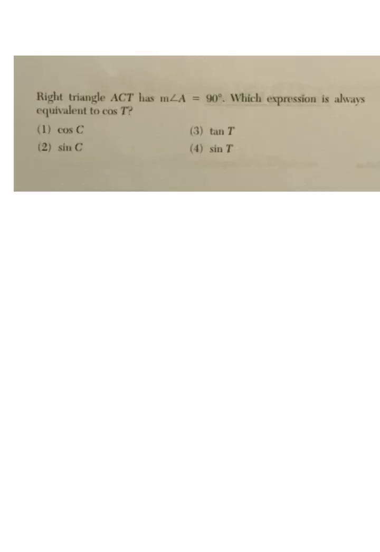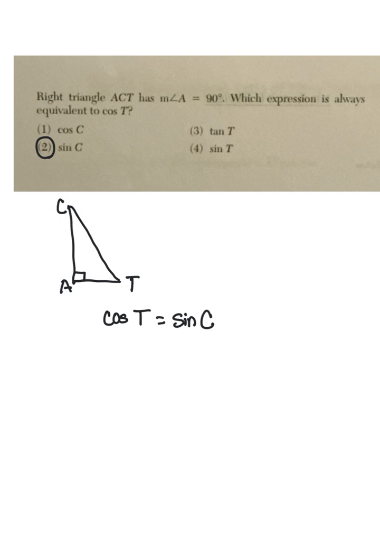Alrighty, so if you turn the page, look at the next one. What I want you to do is do me a favor and just pause the video and try this one. And when you're done, unpause and see if you got the right answer, okay? Alrighty, there's your answer choice 2. And I drew the triangle for you just so you can see. Remember, the cosine of one of these will equal the sine of the other one. And since they gave you cosine of T, then it has to be the sine of C.